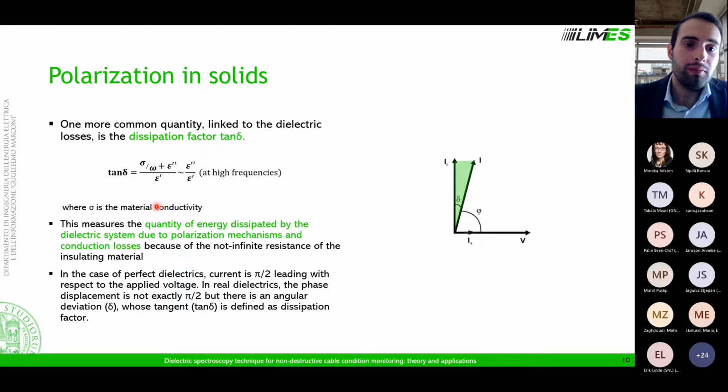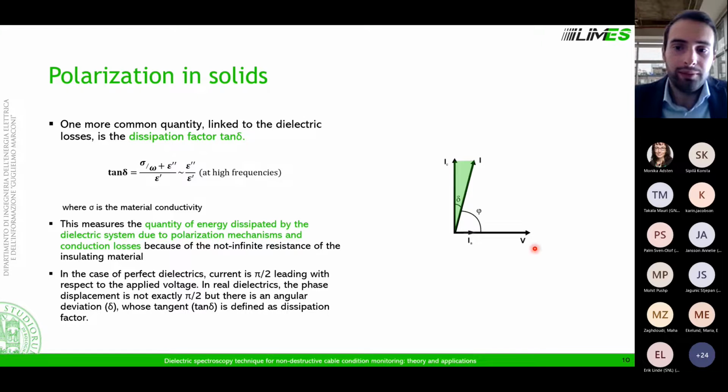One quantity that you have probably heard about is the tangent delta, also called the dissipation factor, which is directly related to the dielectric losses, so the complex permittivity actually. It also refers to the conductivity of the material. But at high frequency we can neglect this term because the omega value is very high, so the ratio can be neglected.